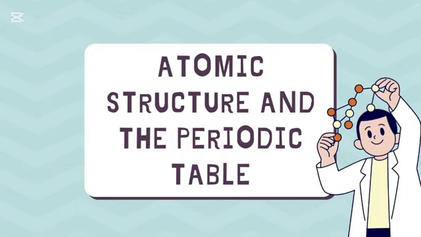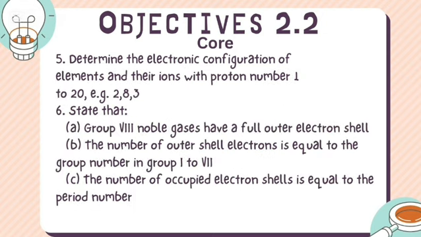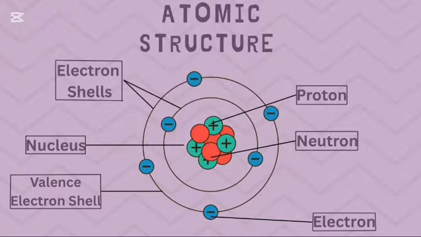Let's move on to 2.2, Atomic Structure and the Periodic Table. Take a look at the objective. Now let's discuss the atomic structure. An atomic structure consists of a central nucleus, which contains the green-colored proton, which has a positive charge, and the red-colored neutron, which is neutral in charge. Next, there are electron shells in which the blue-colored electrons orbit. The valence electron shell is the outermost shell of an element.